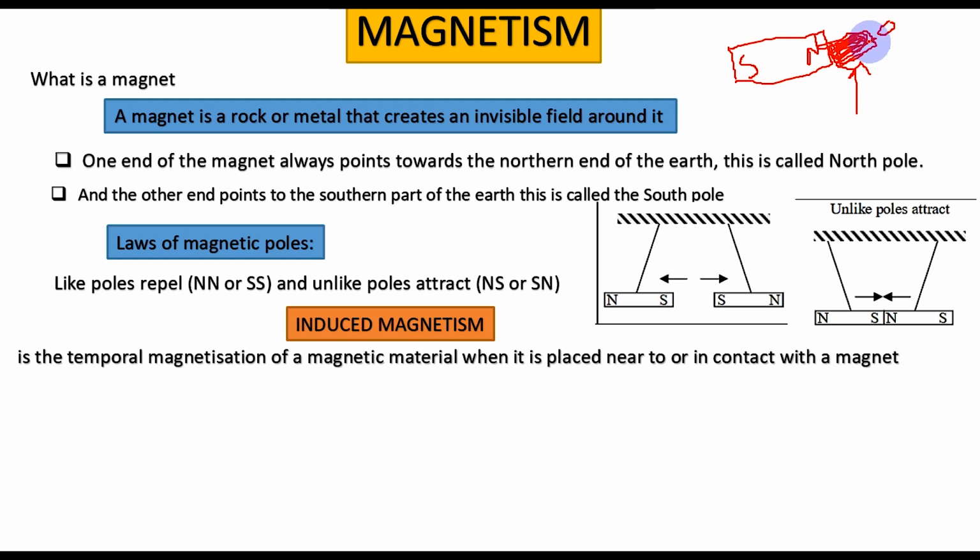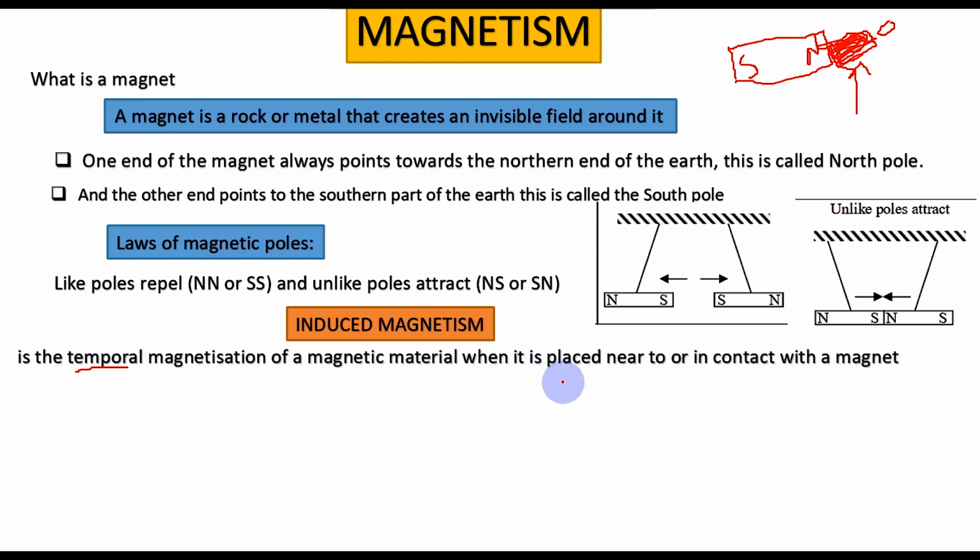All right? But the moment you break the contact between this material here and the magnet, you find that this will lose its ability to attract. Okay? So no wonder we're saying it's a temporal magnetization, meaning the temporal introduction of the ability to attract. When we talk about magnetization or magnetism, we mean the ability to attract. So there's temporal introduction of that ability to attract, okay, when it is placed near to a magnet or in contact.